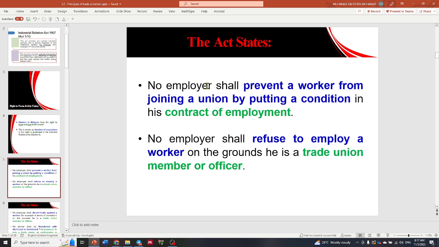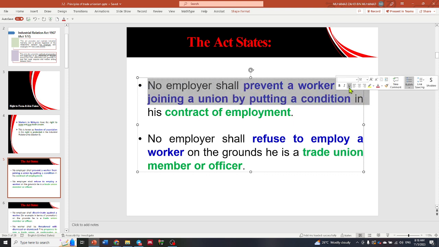Number 1, no employer shall prevent a worker from joining a union by putting a condition in his contract of employment. Bermaksud kalau you masuk bekerja dalam 7-Eleven, 7-Eleven akan bagi satu contract of employment, kontrak pekerjaan, and there should not be any clause in that contract of employment yang menyatakan Hanim, you tak boleh join mana-mana persatuan pekerja. Tidak dibenarkan mengikut Akta 177.